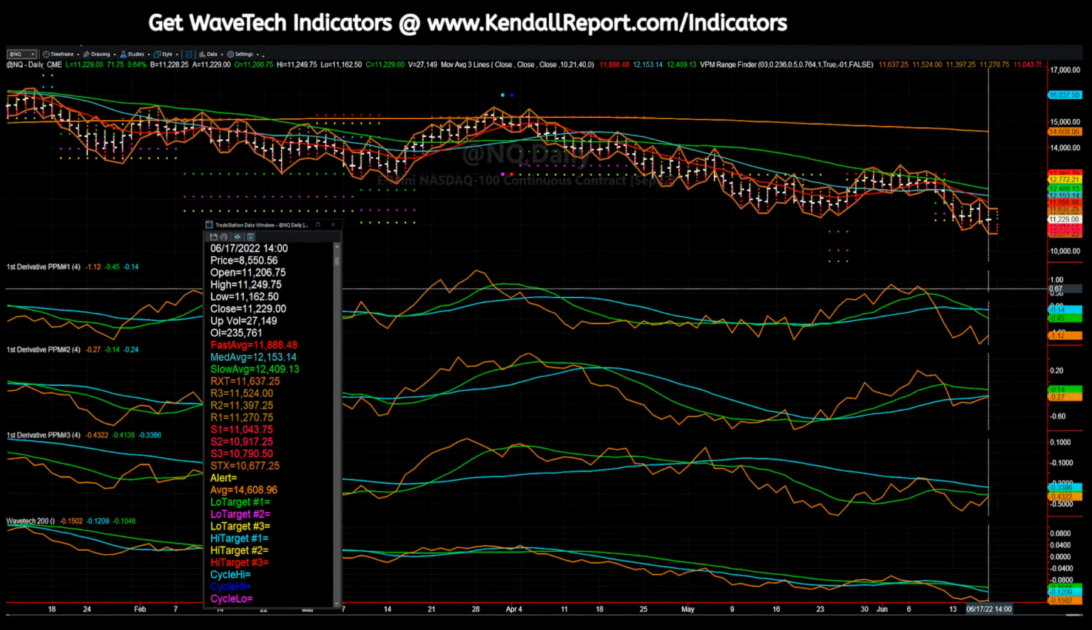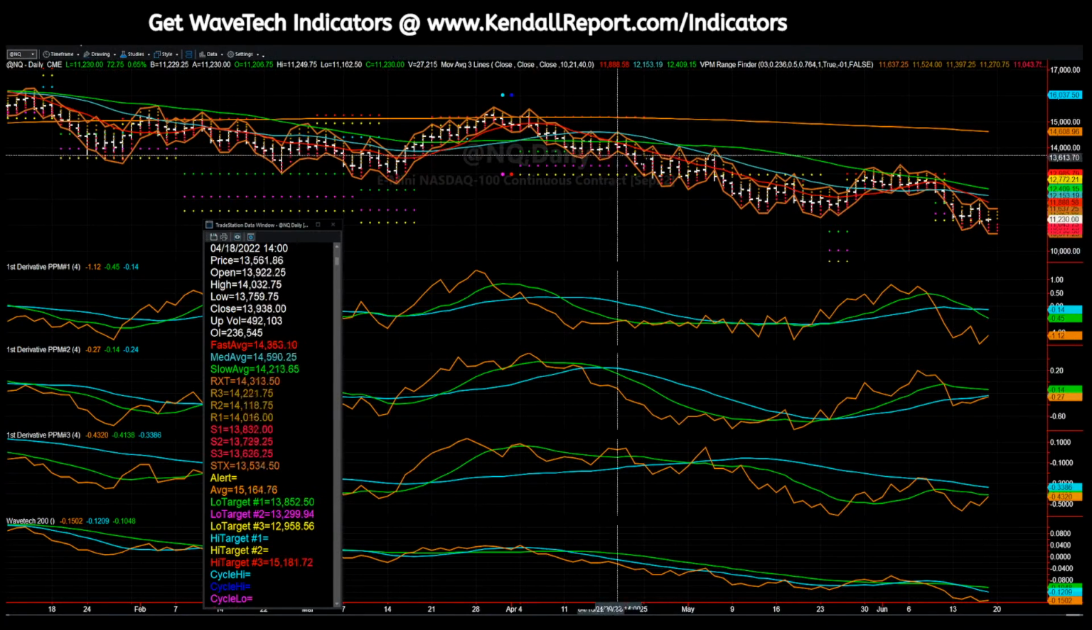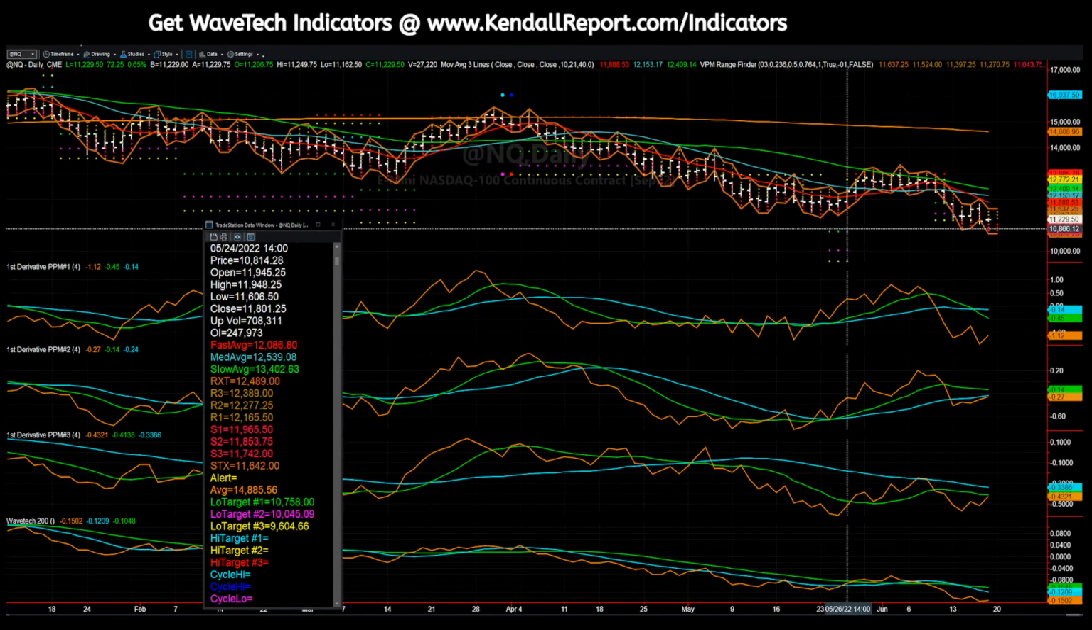So that's going to come in as resistance as we come into early next week. So don't see any buys here. If you're short, you can probably play it out a little bit more. This is just the patterns that are unfolding here from that standpoint.